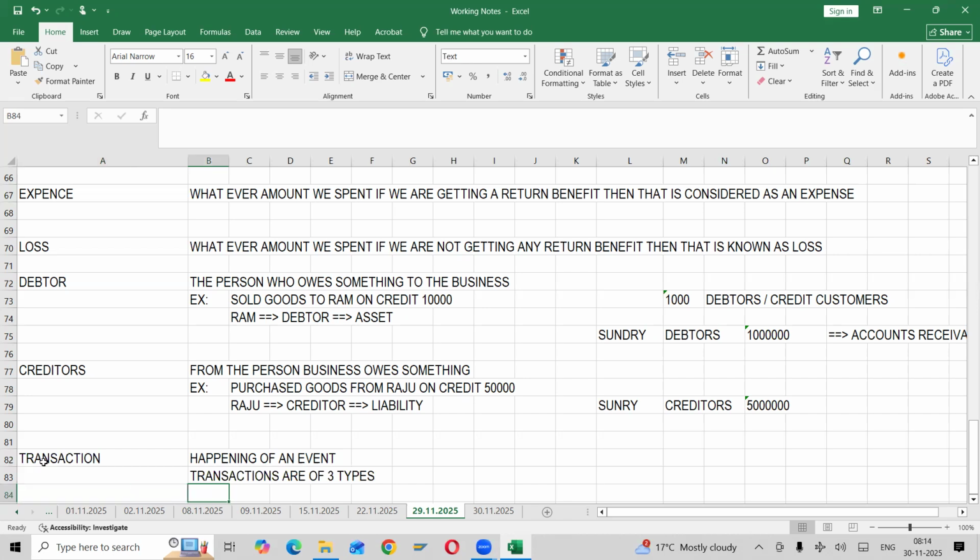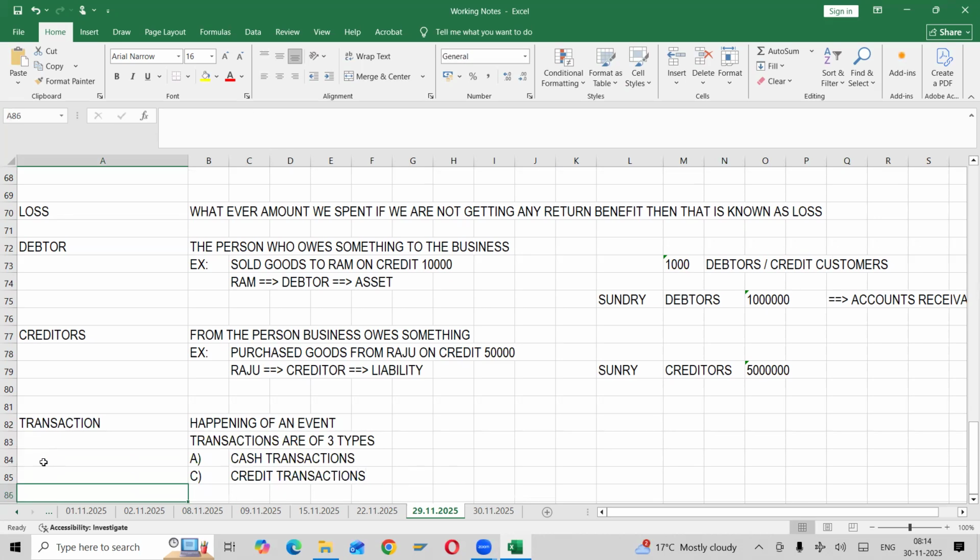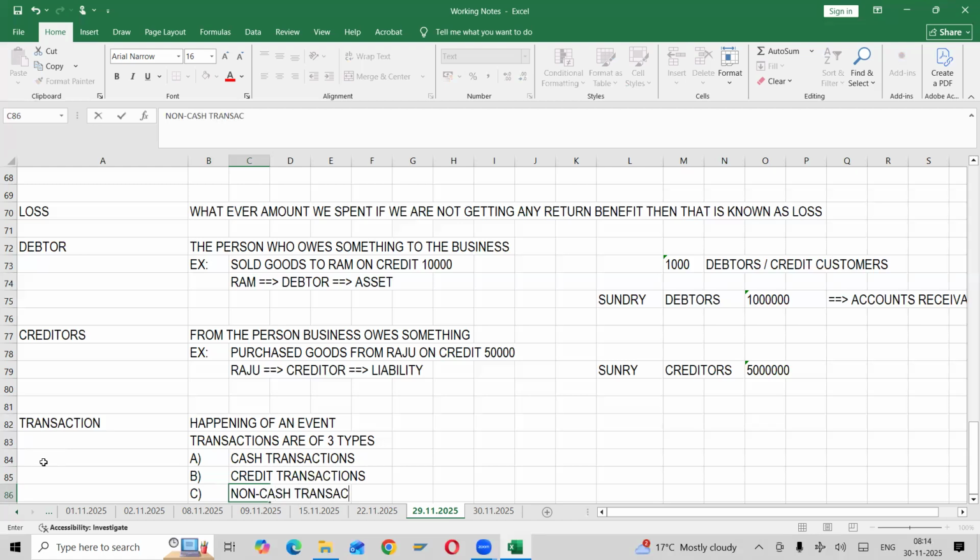Transactions are of three types. First one, cash transactions. Next one, credit transactions. Next one, non-cash transactions. I will talk about non-cash transactions later.